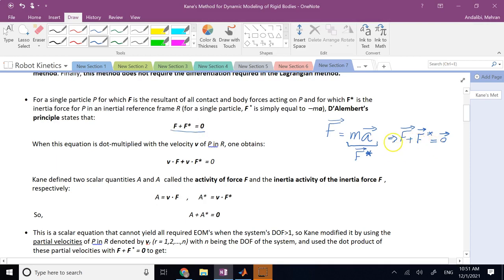In order to go from vectors to scalars, in the Lagrangian method, we multiply F by what? By dr, and we make it a work term. Here, we dot product both sides by the velocity. So if the whole thing is 0, then I can say V dot the whole thing is 0, the velocity of the particle. Right now I'm talking about a single particle, but then we are going to generalize it to include the equation of motion for an entire system. So it says V dot F plus V dot F star is equal to 0.